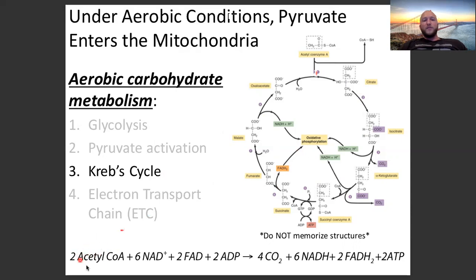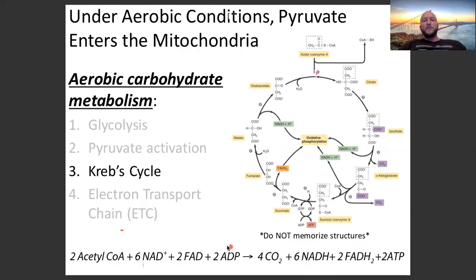Now, for every 2 acetyl-CoAs that we put in, we turn 6 NAD pluses into 6 NADHs. That's a lot of high energy electrons. We turn 2 FADs into 2 FADH2s. FAD and FADH2 are very similar to NAD plus and NADH. They're high energy electron carriers that we're going to use in an electron transport chain to make more ATP.